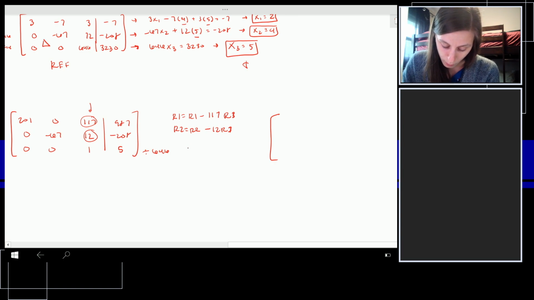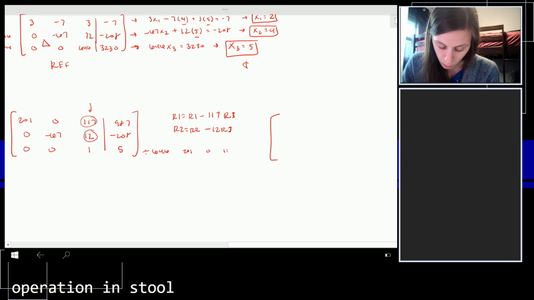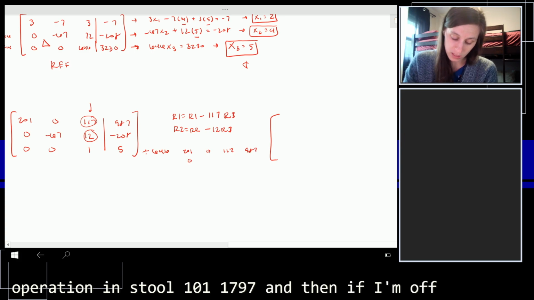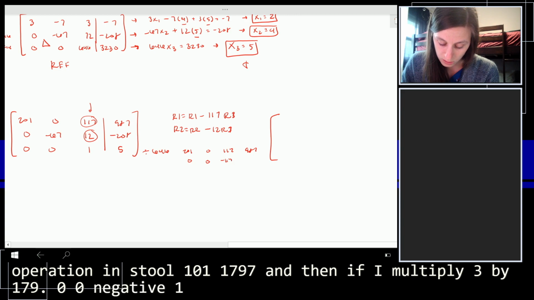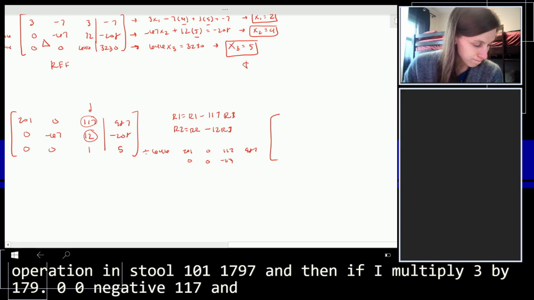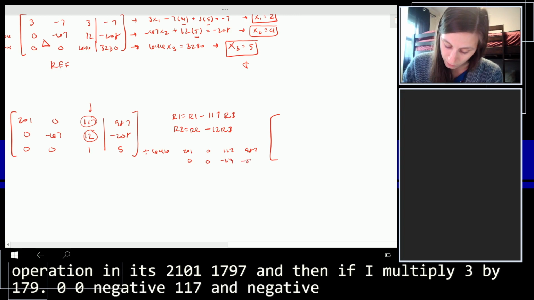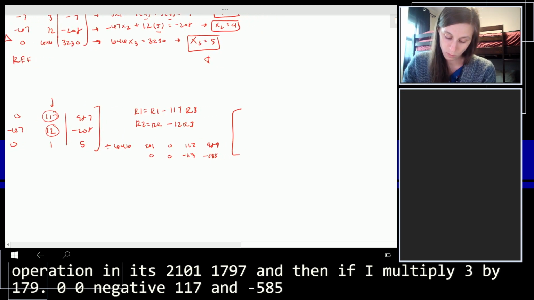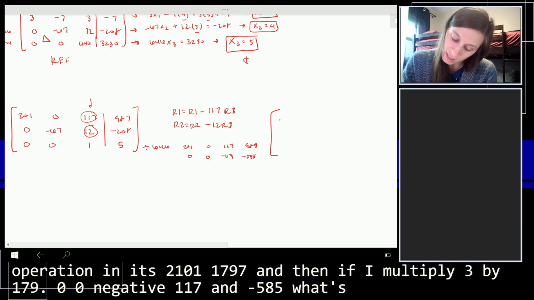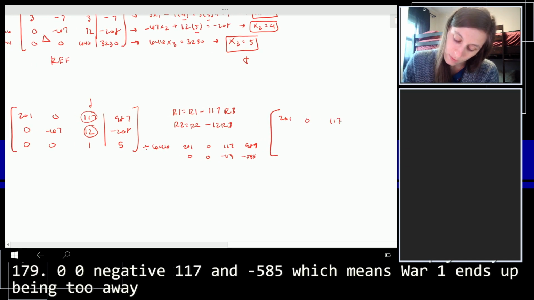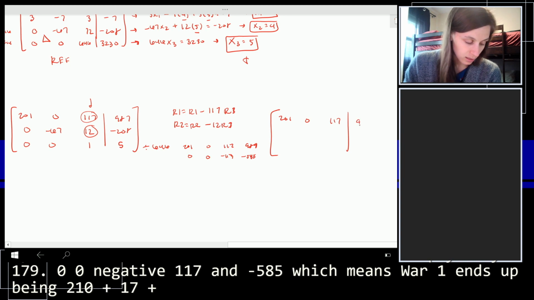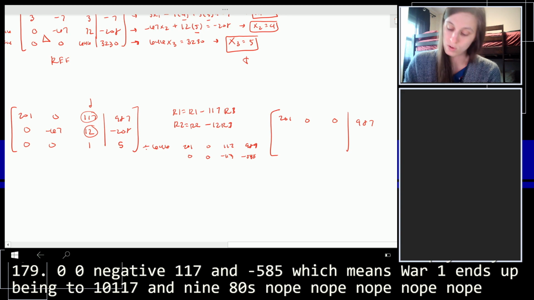So for my first row operation, it's 201, 0, 117, 987. And then if I multiply row 3 by 117, I get 0, 0, negative 117, negative 585. Which means row 1 ends up being 201, 0, 117, and 980. Nope. 0. And this one, there we go, 402.